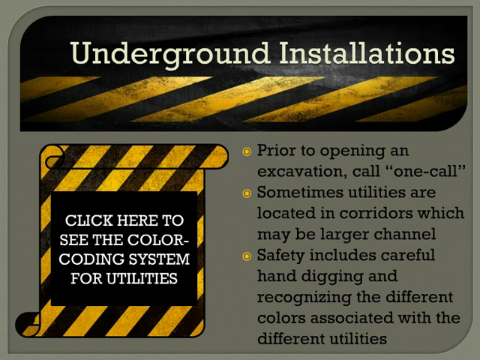Prior to the opening of the excavation, determine where the utilities are by calling a one-call service or using an accurate locator device. Sometimes utilities are located in corridors, which may be larger than a single channel. Hand dig when excavation nears the underground utilities, and learn to recognize the different colors for each of the utilities. Click here to see the color coding system for utilities.